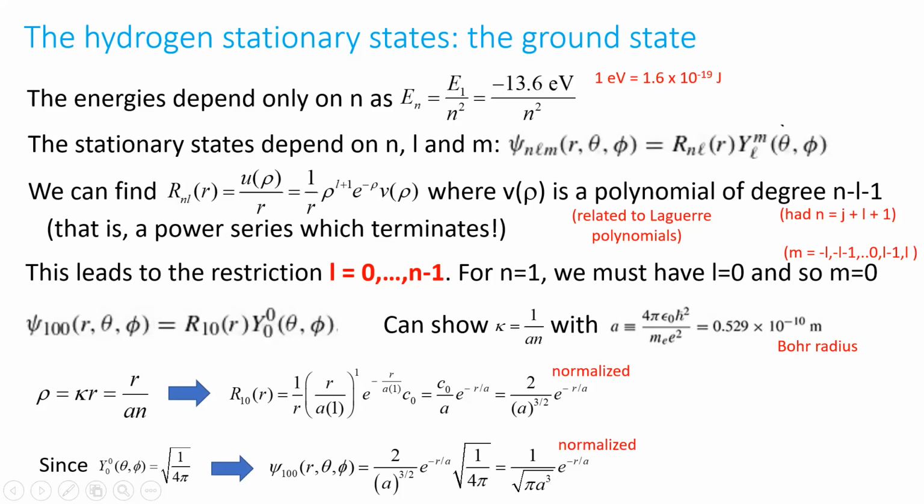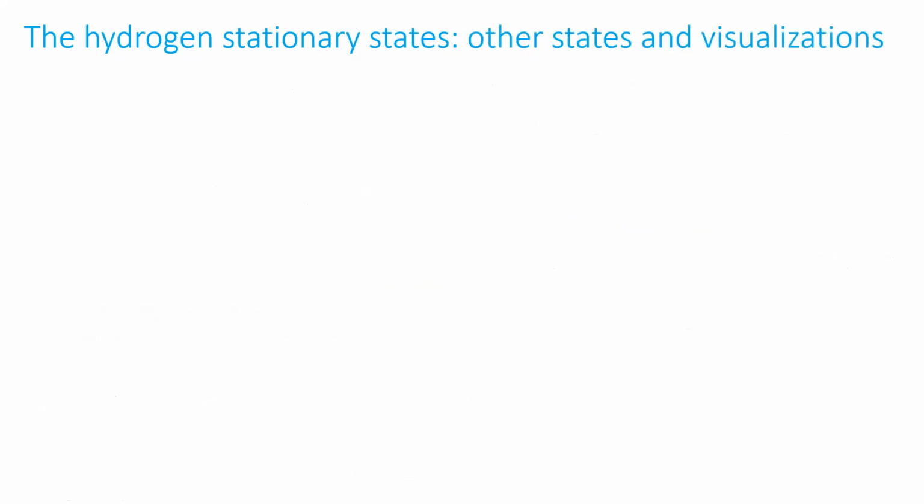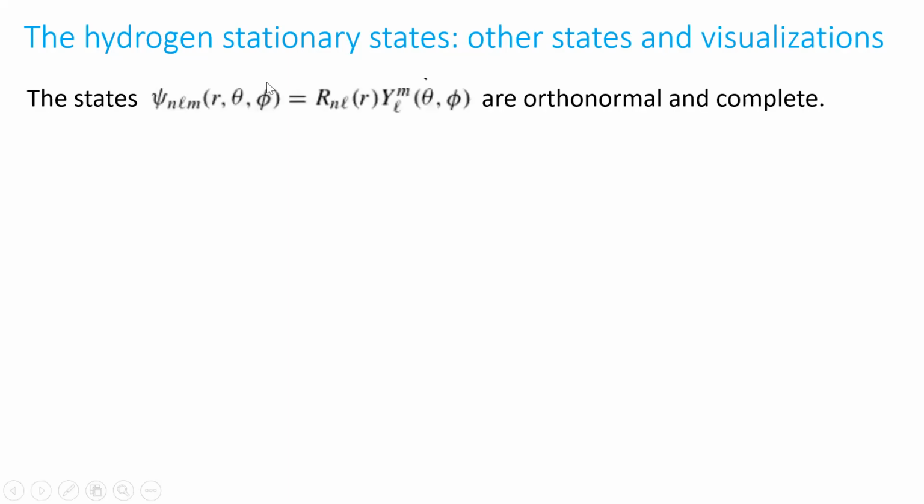That's the ground state wave function, or stationary state, of hydrogen, which has an energy of E1 equal to minus 13.6 electron volts. Okay, so great. So what about other stationary states? What do they look like? And visualizations of them, because visualization is very helpful to give us intuition for what the electron is doing in the hydrogen atom.